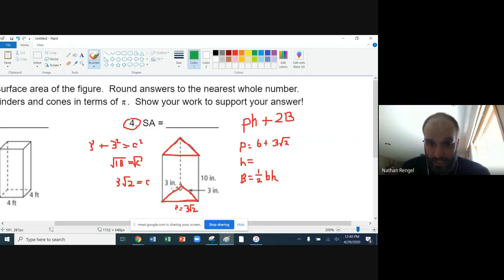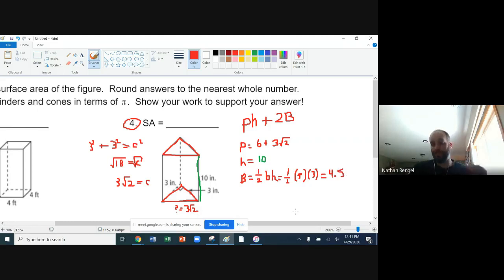Next is the height. The height is not the height of this triangle; it's the height between your bases. So this green line that I'm drawing represents the height. I'm always looking at where my bases are. What's the distance between my bases? 10. And lastly, the area is the area of that triangle. When you have a right triangle, the base and height are the 2 legs. So we have 1/2 times 3 times 3, which is 1/2 of 9, which is 4.5.